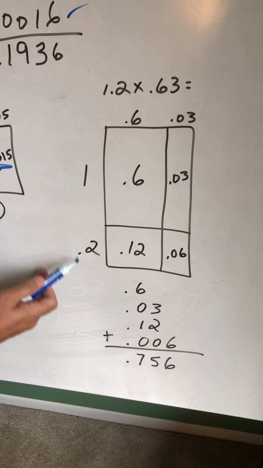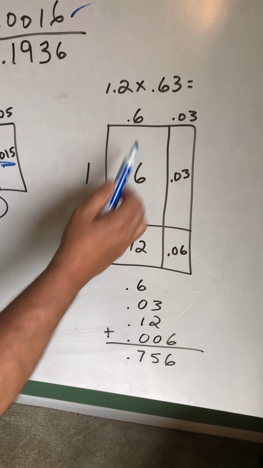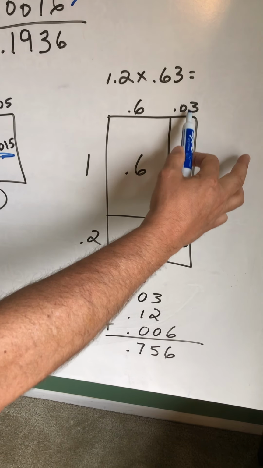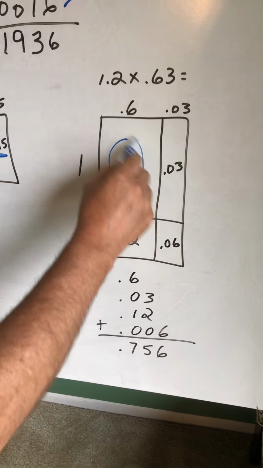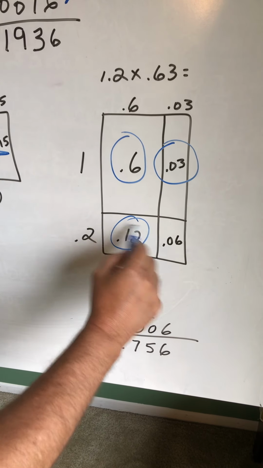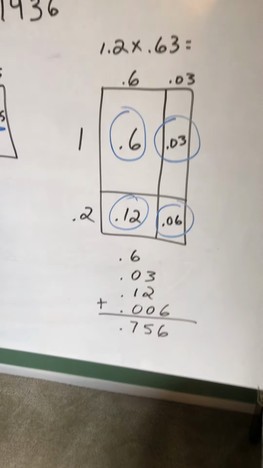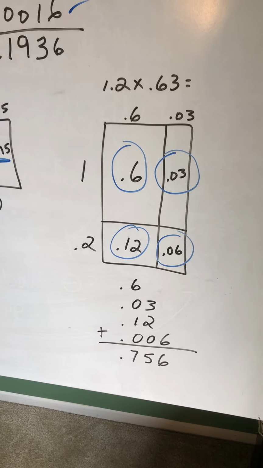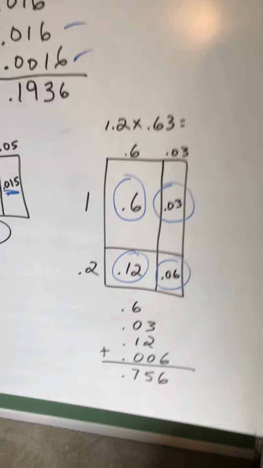And the last one the book showed is 1.2 times 0.63. There's your one whole. There's your 0.2. Here's your 0.6. Here's your 0.03 from this. See that? Here's all your partial products. Here's where it shows you added them together, okay? 0.756.